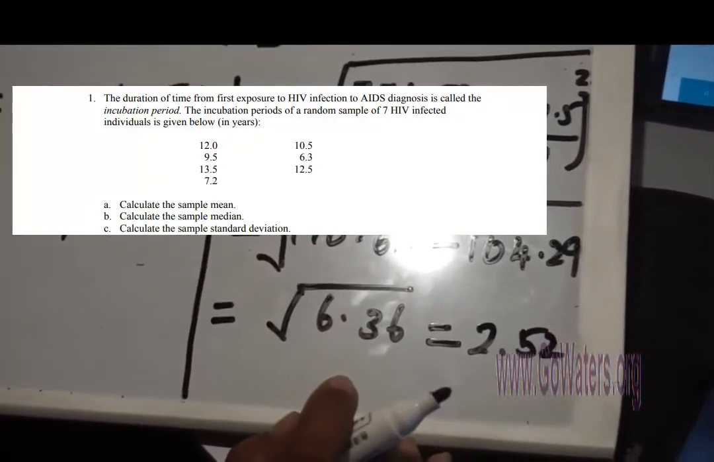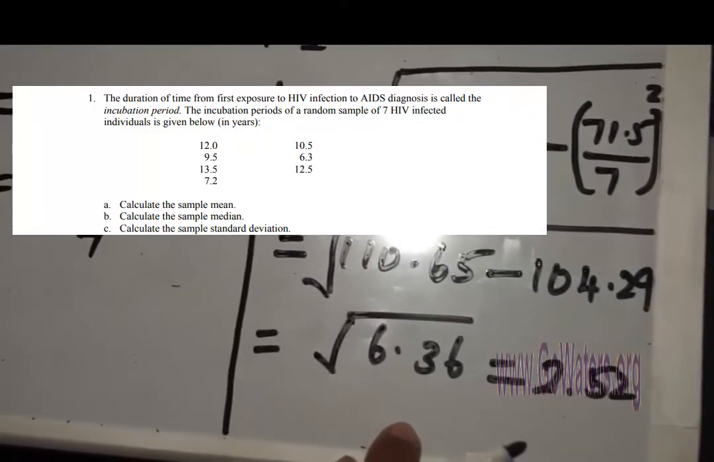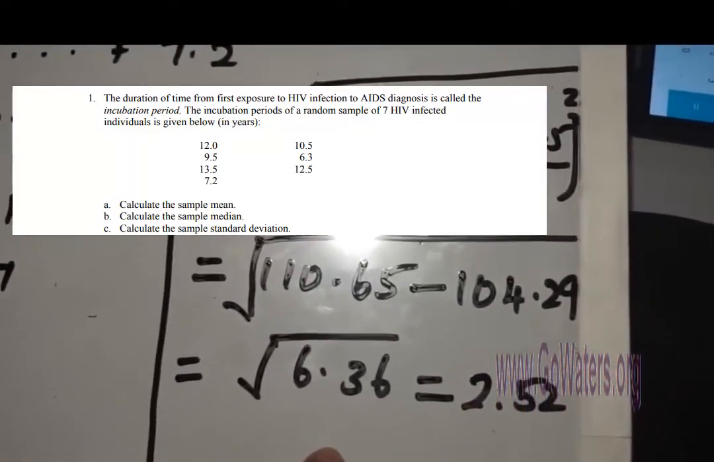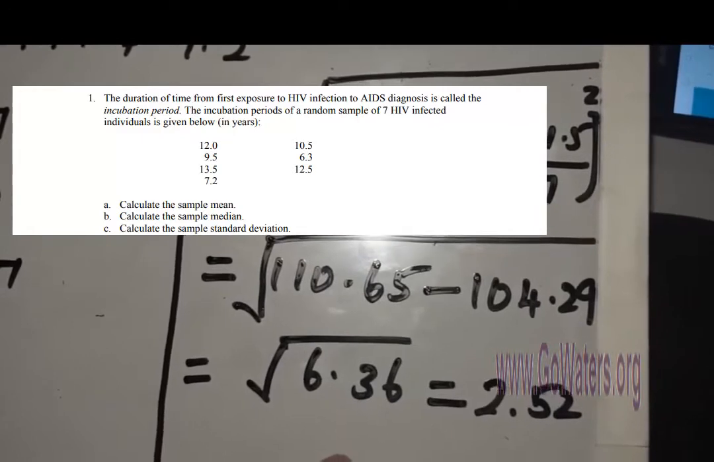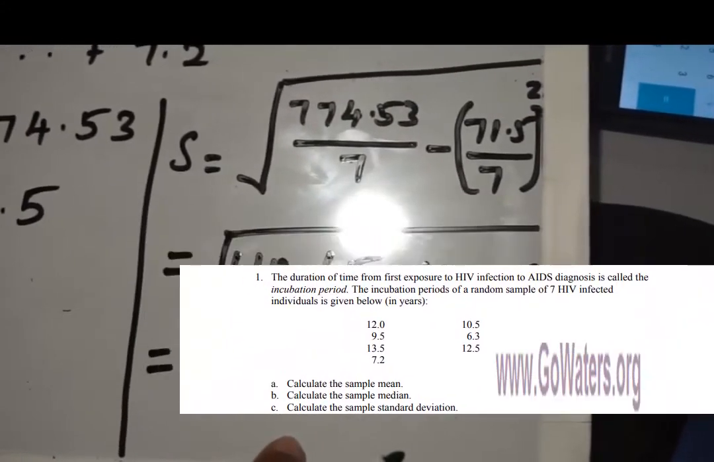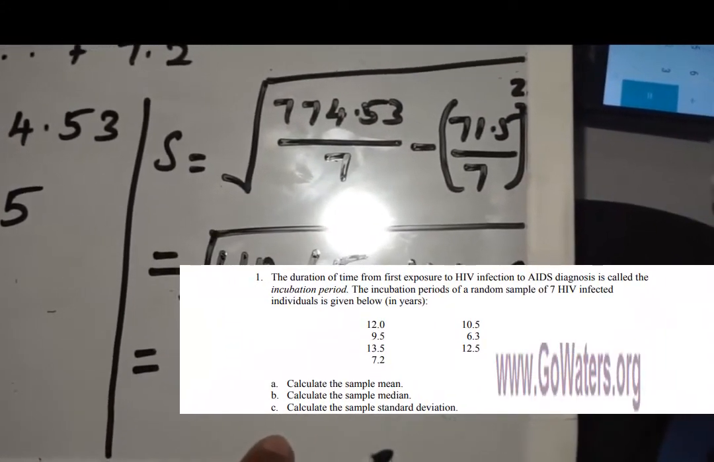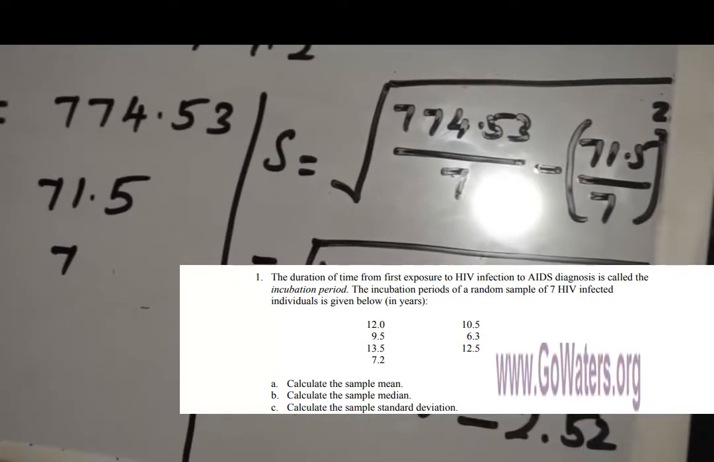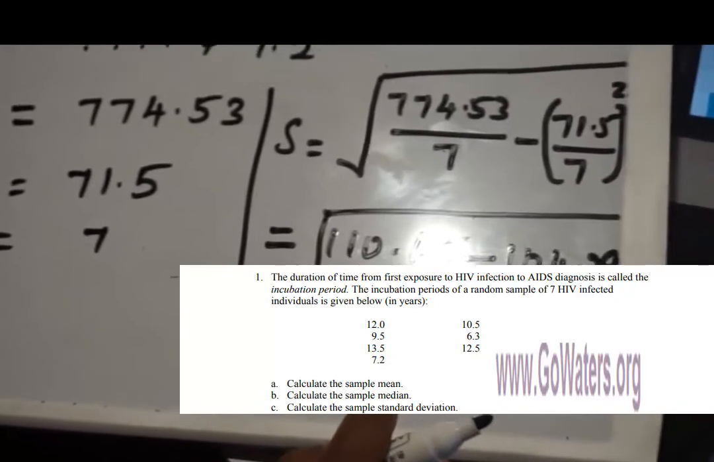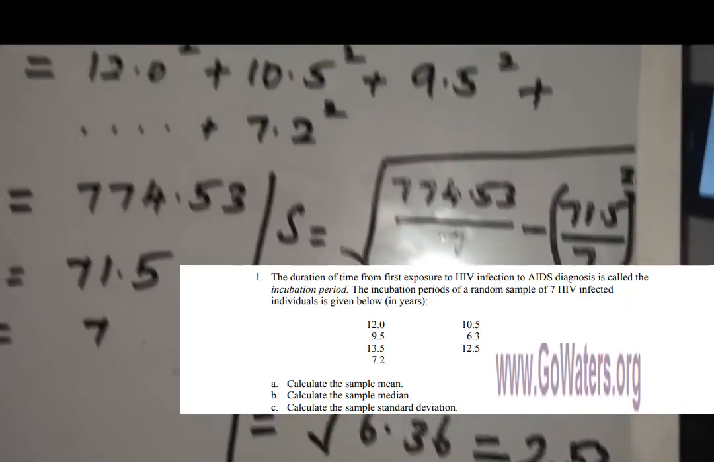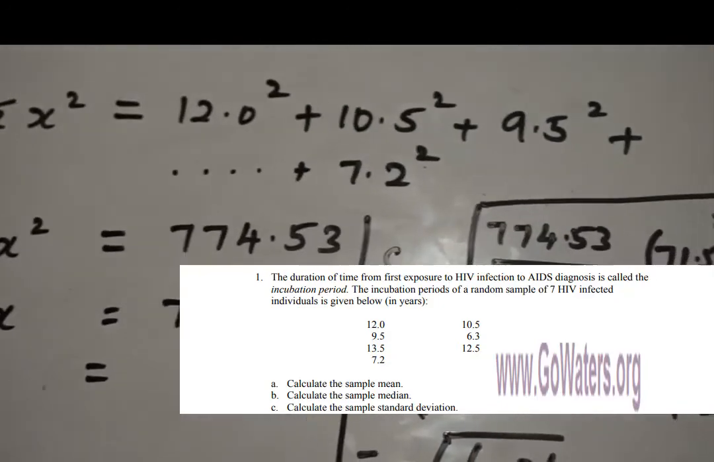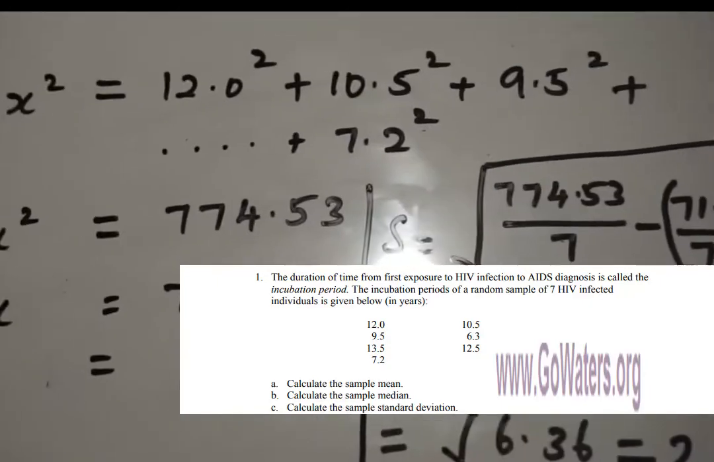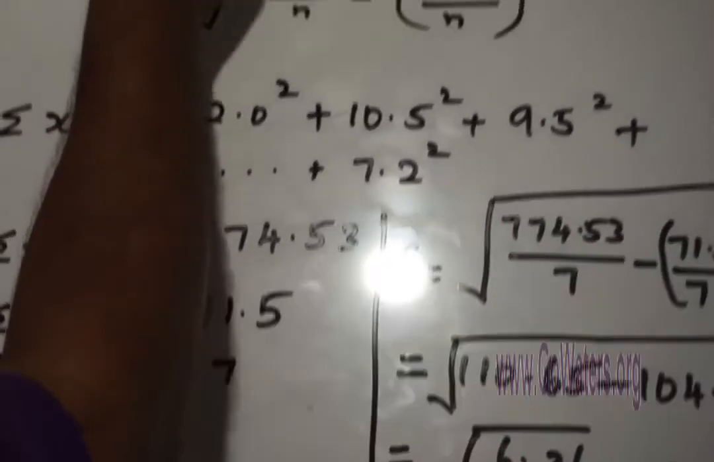So you have 7 patients here, and their incubation period was given, and we calculated the sample mean, the sample median and the mode. And now we are calculating the standard deviation. So what does that mean? So for each patient, the incubation period varies by 2.52. So you can represent the whole data in this form.